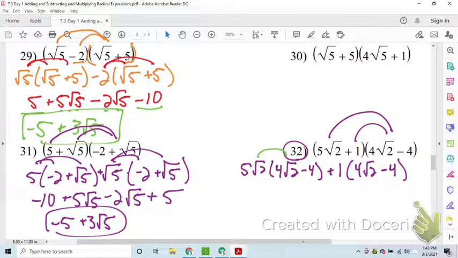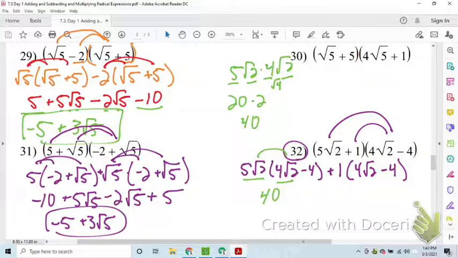That's going to be, let's see here, 5 root 2 times 4 root 2. What's 5 times 4? 20. What's root 2 times root 2? That'd be square root of 4, which is 2. So what is 5 root 2 times 4 root 2? It is 40. That's where that comes from. Then 5 root 2 times -4 will be minus 20 root 2.